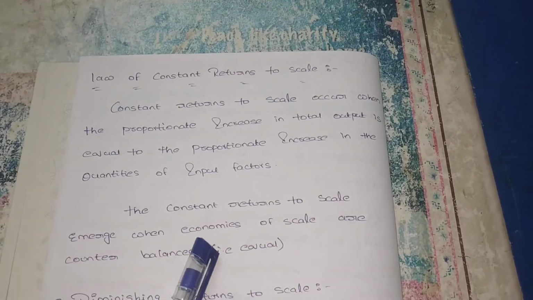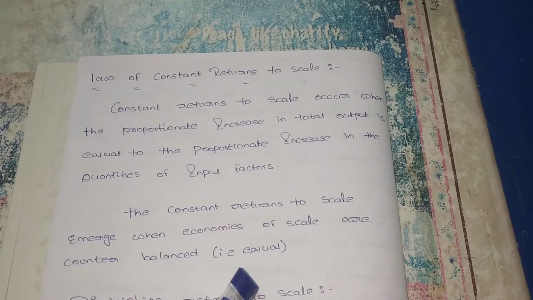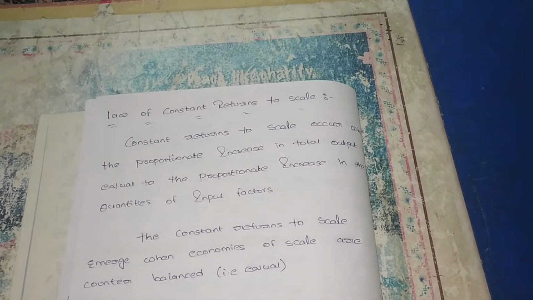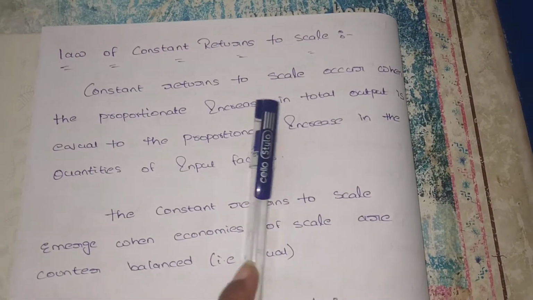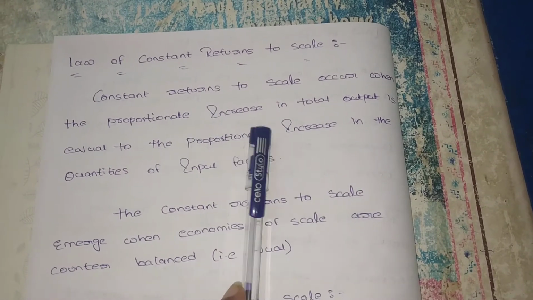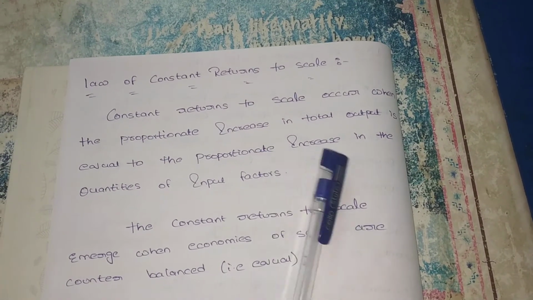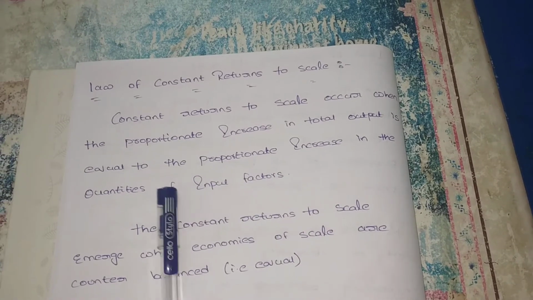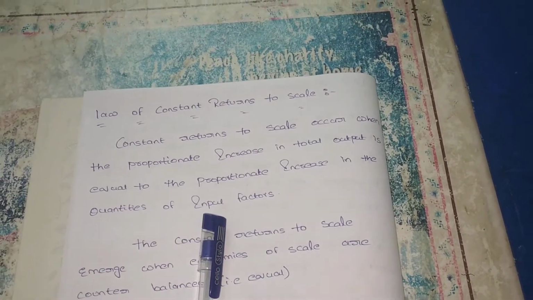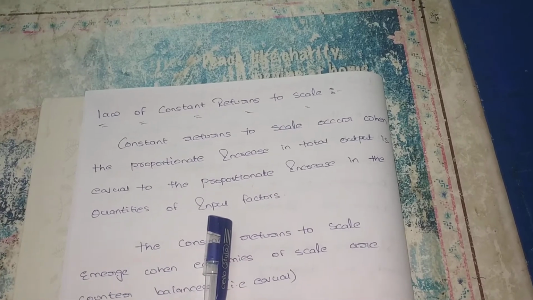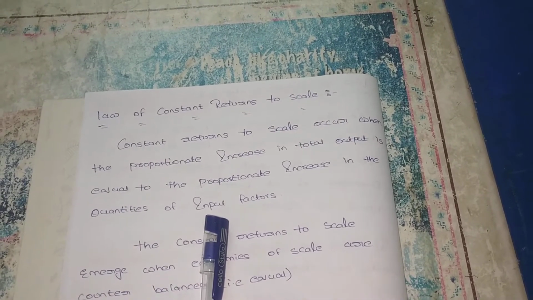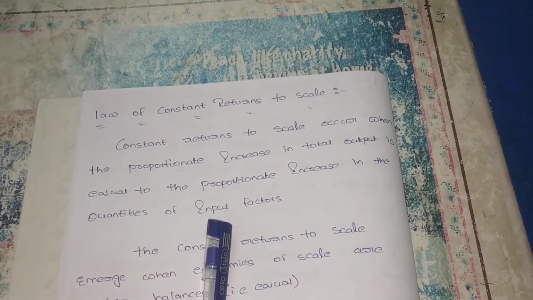Constant returns to scale emerge when economies of scale are counterbalanced, which means the inputs and outputs are balanced. We increase the input by 5 units, the output also increases by 5 units. Constant returns to scale occurs when the proportionate increase in output is equal to the proportionate increase in the quantities of input factors. How much input we are providing is equal to the output we are receiving. So we can say there is a balance of inputs and outputs, and this is the concept of constant returns to scale.